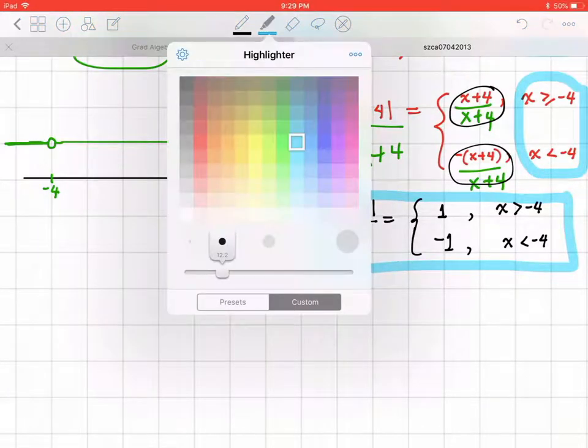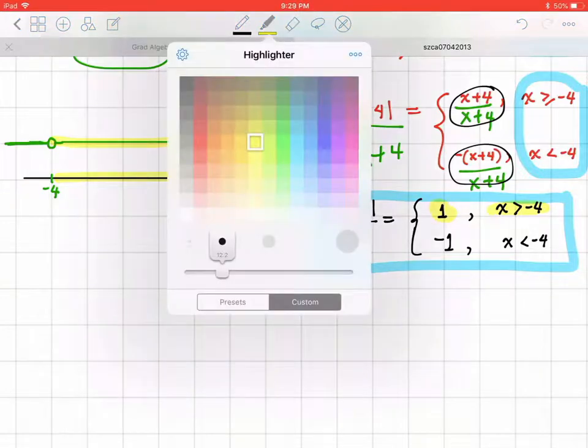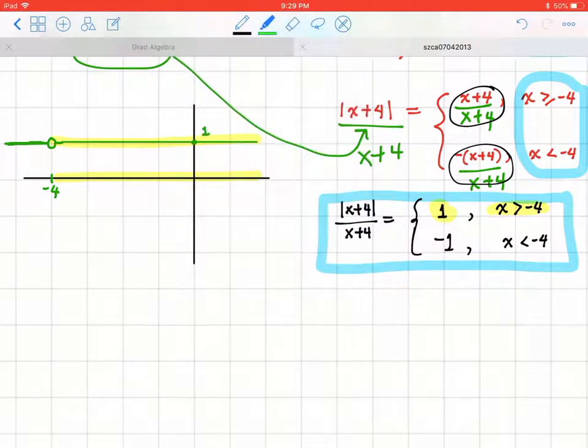Let me pick different highlighter colors again. So you're going to have this piece happening for this domain. That's here. That's the domain. So this is the part of the function that we're going to maintain. It's going to be maintained at 1. But now we have this second part of the domain, and this is going to be the function at y equals -1.